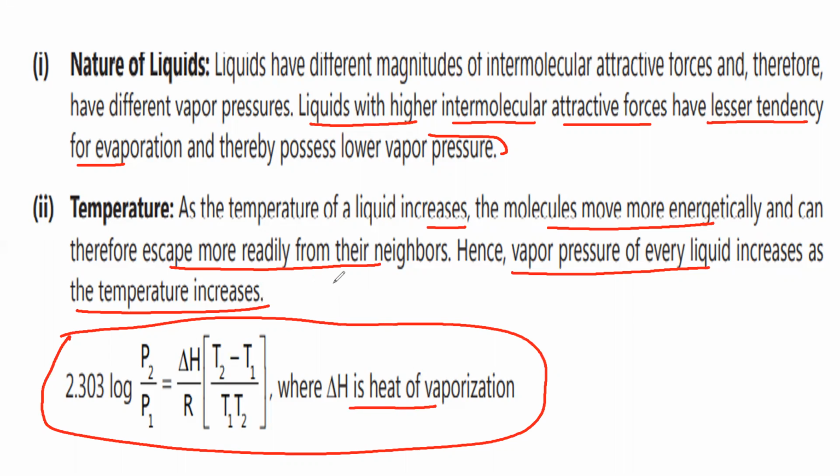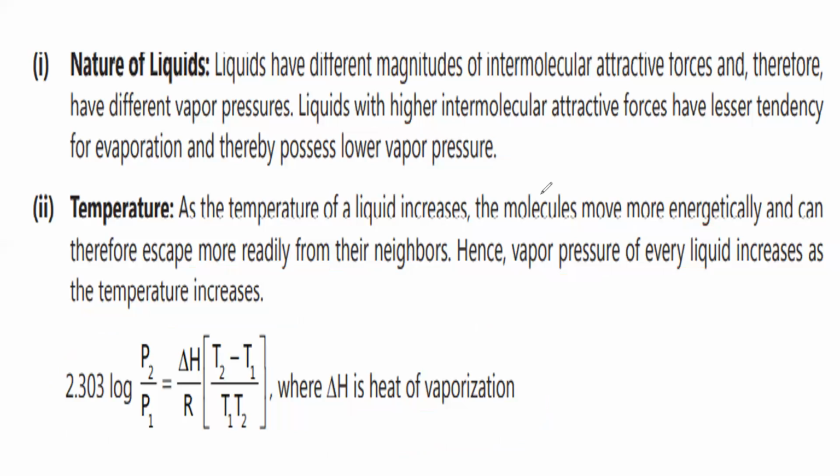So as the temperature increases, vapor pressure also increases, and liquids with high intermolecular attractive forces have lesser tendency for evaporation, so they have low vapor pressure. As the temperature of a liquid increases, the molecules move energetically and can escape more readily from their neighbors. Hence, the vapor pressure of every liquid increases as the temperature increases. So this is the variation with temperature and nature of liquids, that is, the factors affecting vapor pressure.